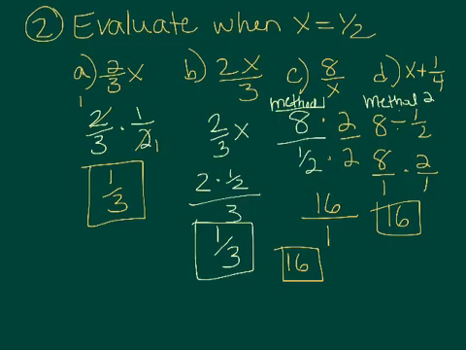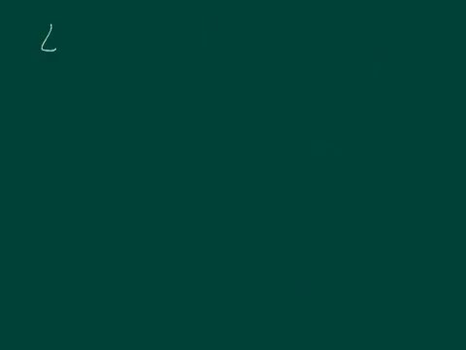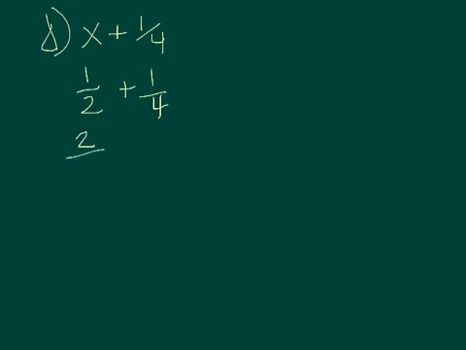So then for part D, I'm going to do it on another slide. We have x plus 1/4, which is going to give you 1/2 plus 1/4. So for this one, if you remember when you do addition of fractions, you need to get a common denominator. So I'm going to change 1/2 to 2/4. 2/4 plus 1/4 will just give us 3/4 in the end.